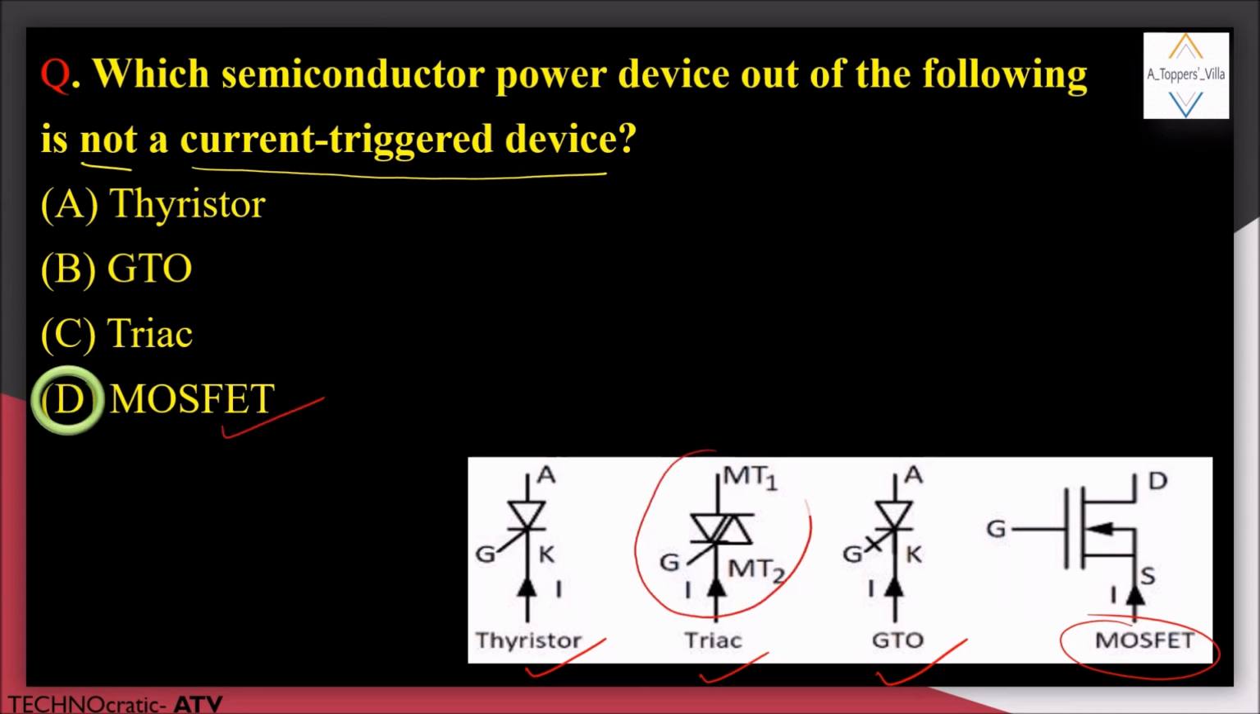This triac is equivalent to two anti-parallel connected thyristors, and in MOSFET, the voltage input to the gate controls the flow of current from source to drain. Hence, it is a voltage controlled device.